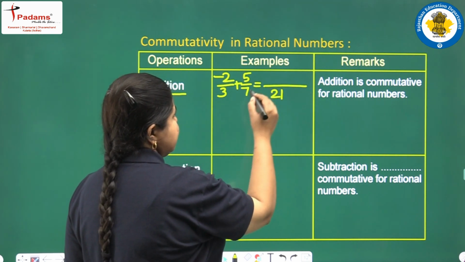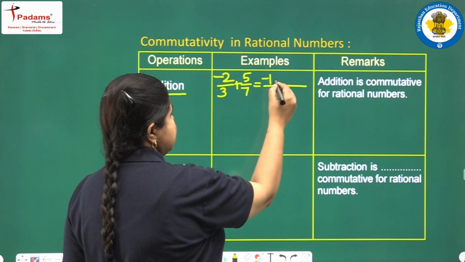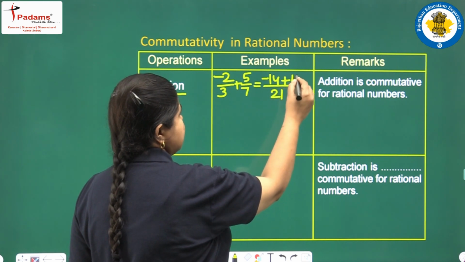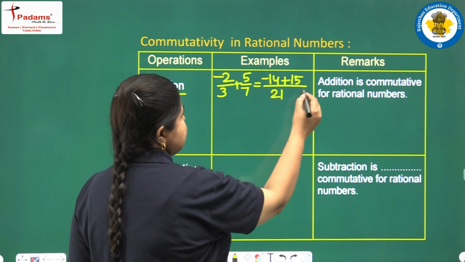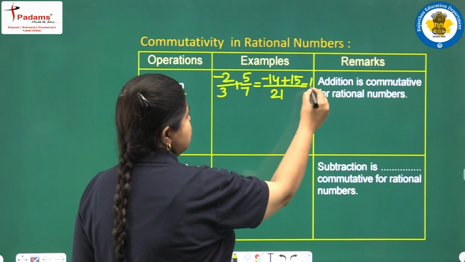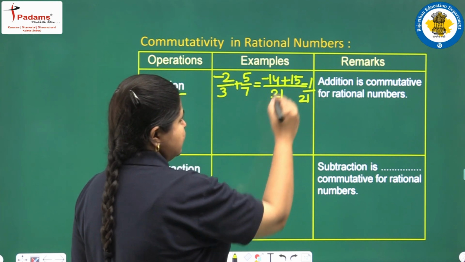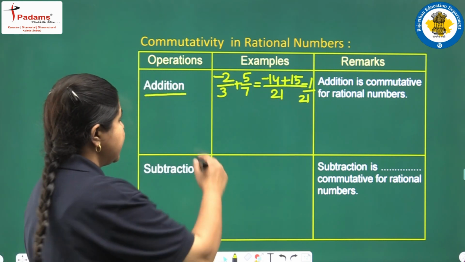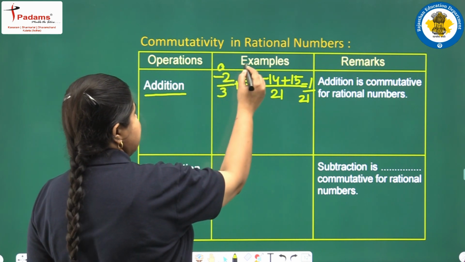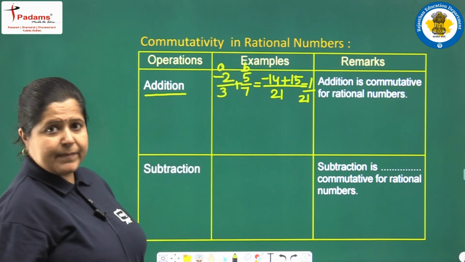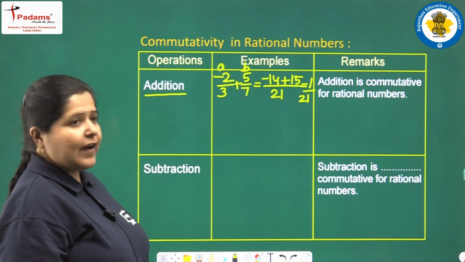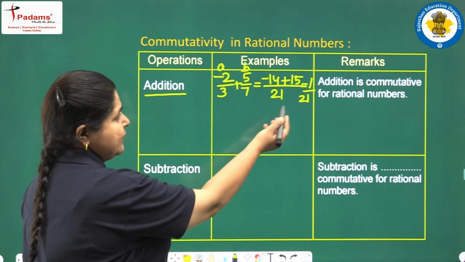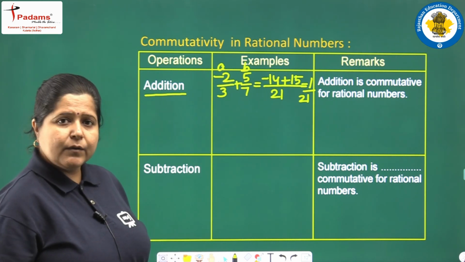21 is the LCM, 7 2s are 14 plus 5 3s are 15. What do I get? 1 upon 21. This is a plus b. This is a and this is b that we have taken. a is minus 2 by 3 and b is 5 by 7. We have added and we got 1 by 21.